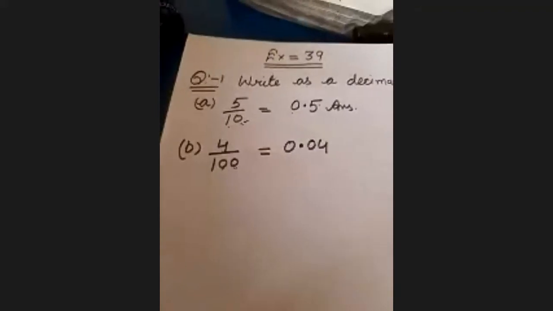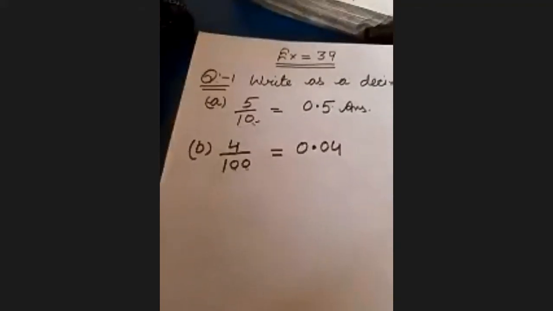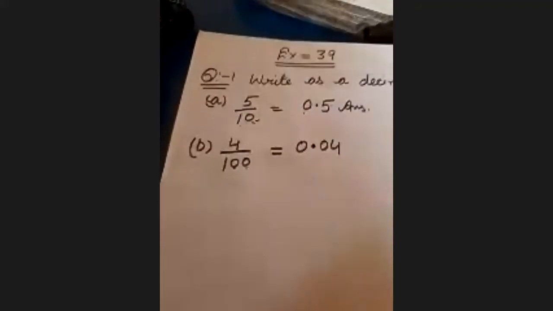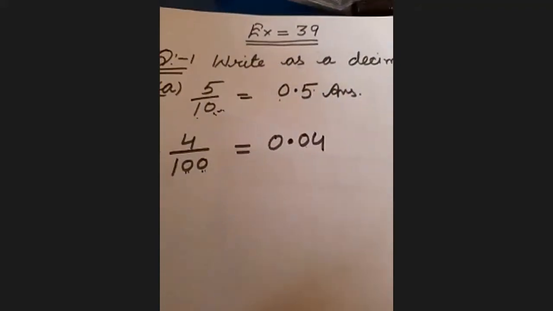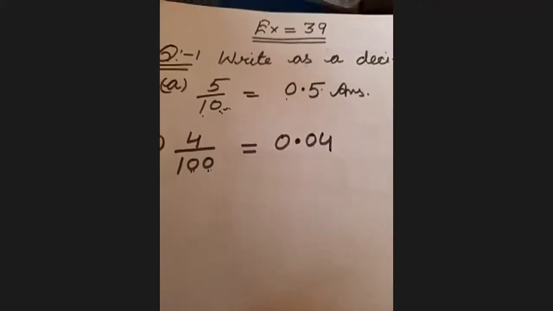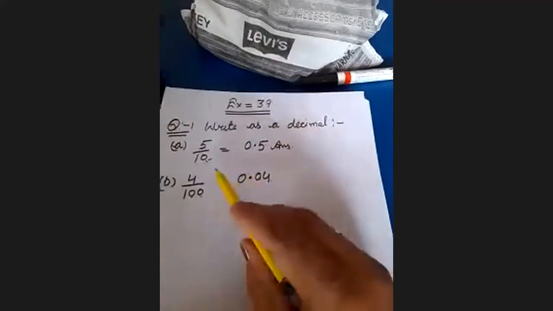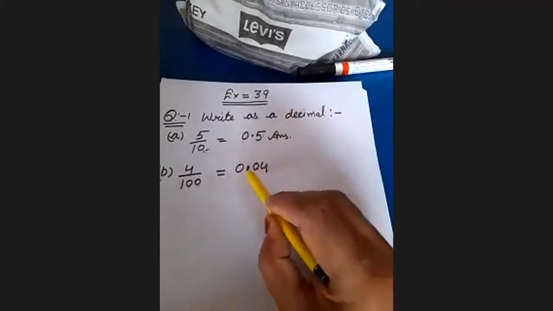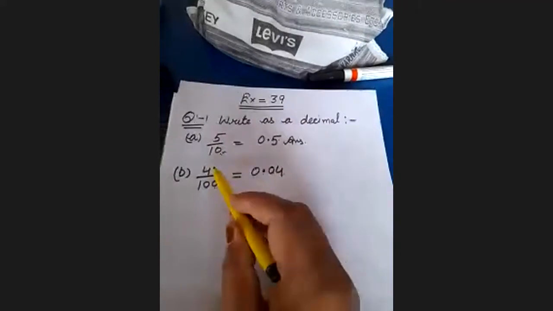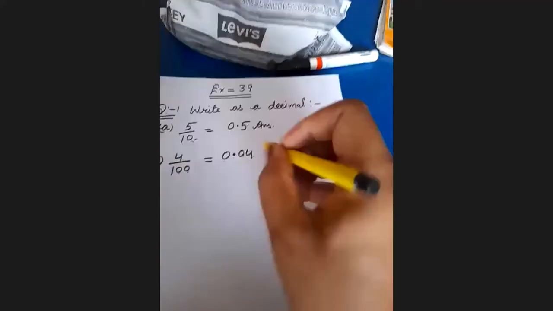4/100, right? As a decimal number, that is 0.04, because in the denominator we have two 0s. In 100 we have two 0s. So put the decimal after 2 digits from the right-hand side. 1, 2. We have only the digit 4, so put a 0 here. So the decimal number for 4/100 is 0.04.